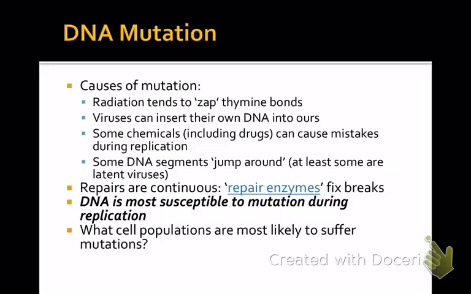All right, so we looked at some of the causes of mutation. Radiation tends to zap the thymine. Viruses, because some viruses actually insert their DNA into your DNA in the host cell. If they insert it right smack in the middle of a gene you need, it's probably going to kill the cell. If they insert it in the middle of a gene that you don't need, but it's in the germline, and you pass that viral DNA on to your kids, then they may have a non-functional gene.